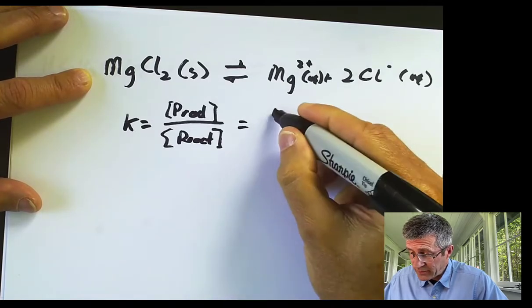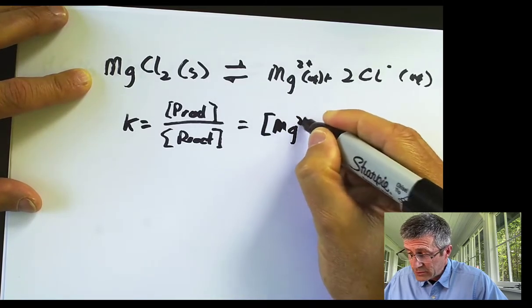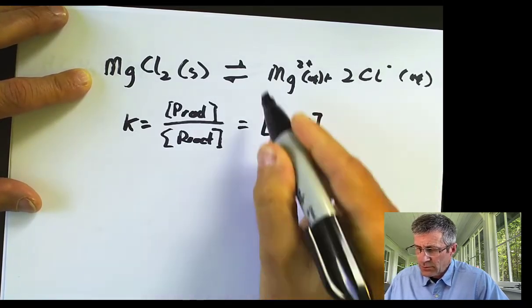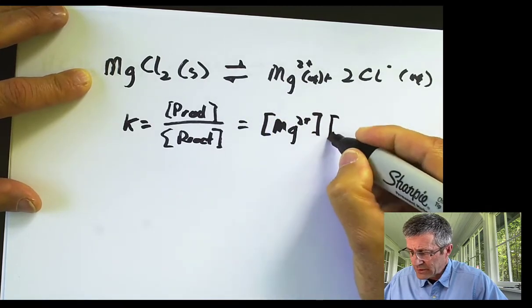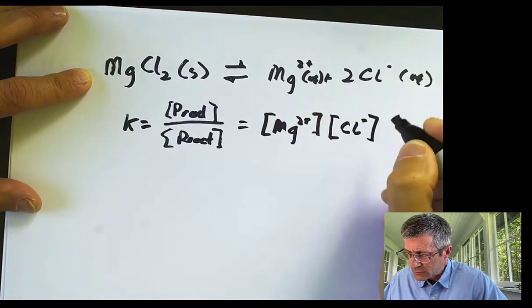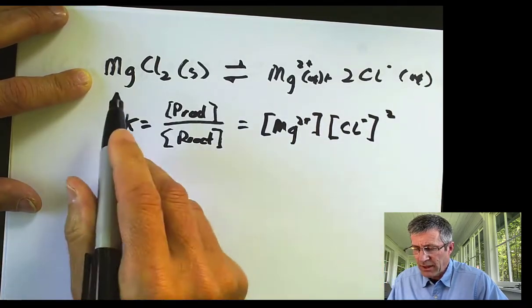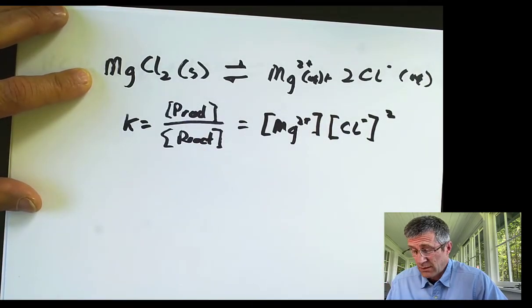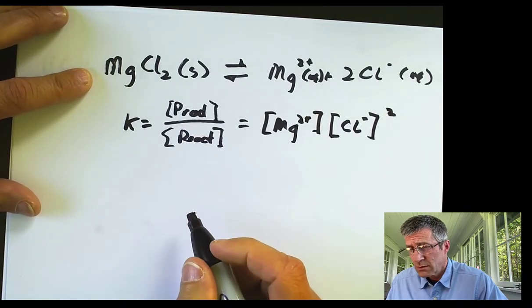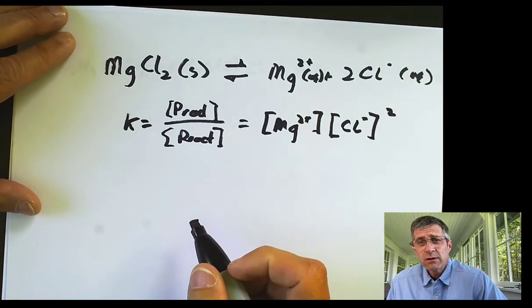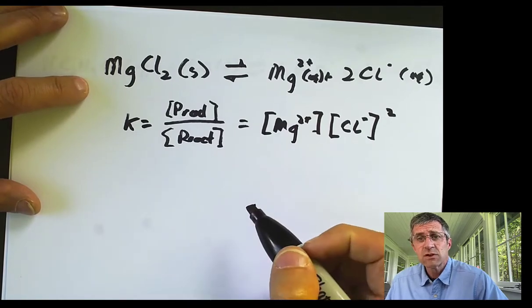Well, I'm going to have my concentration of my magnesium ion raised to its coefficient, which is 1, times the concentration of my chlorine ion. So notice I get 2 of these, everyone, so I'm going to erase this. I'm going to divide that by my solid, which is not there, so this is it. Right? So this is a way of describing the equilibrium of solubility of something.